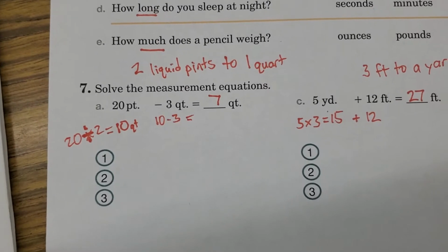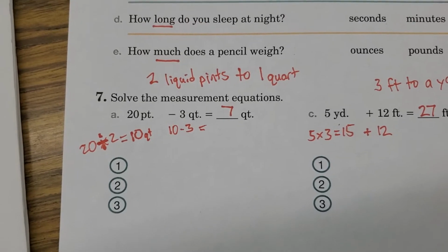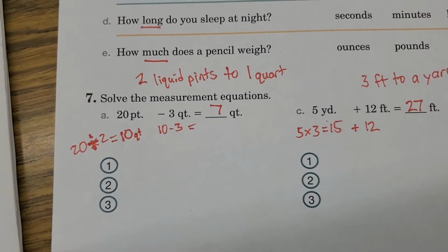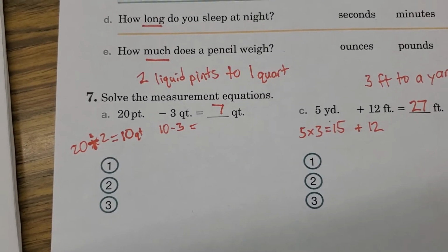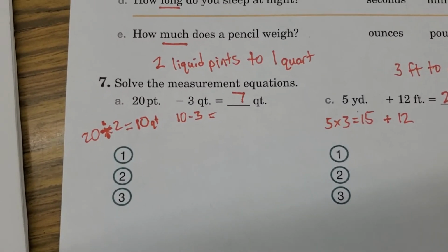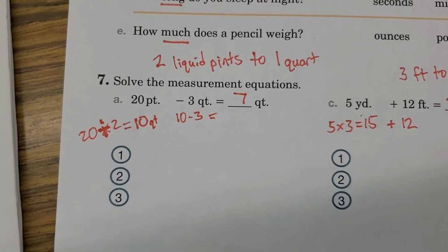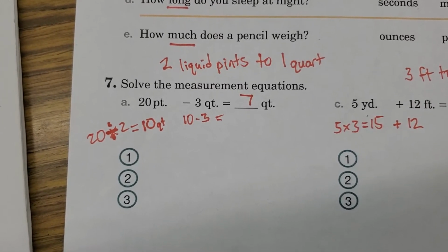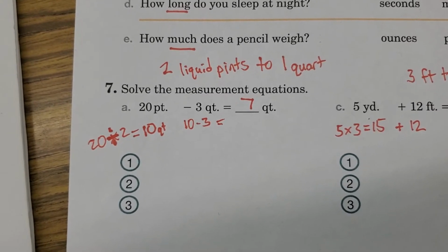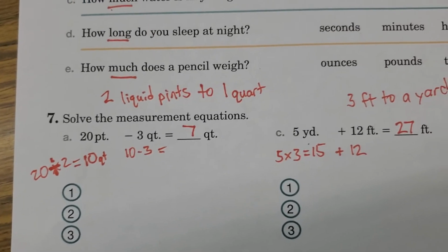On 7, it's wanting you to solve the measurement equations, but you have to figure out how many pints are in a quart. So the first one is 20 pints minus 3 quarts. We know that there are 2 liquid pints to each quart. So 20 divided by 2 is 10 quarts. So 20 pints equals 10 quarts. Now that we've done that, we can say 10 quarts minus 3 quarts, because we've already converted the pints. 10 minus 3 is 7 quarts.